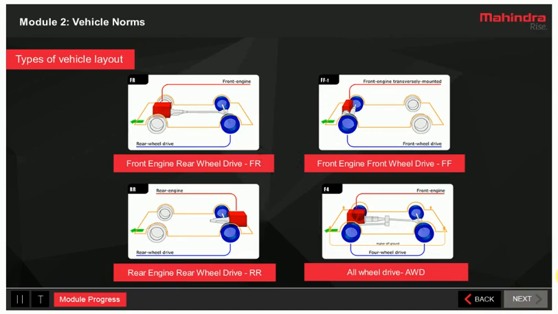There are 4 types of vehicle layout. Click on the layout to know more about it.